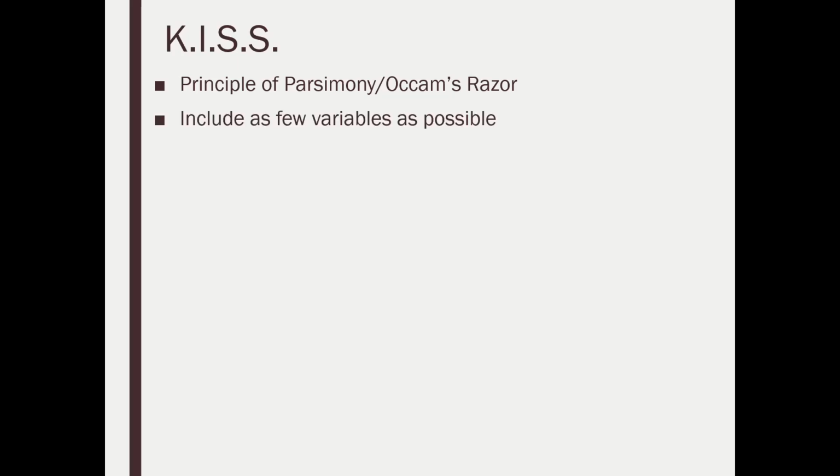We want to follow the simplest procedures. So you want to include as few variables as possible. While it's maybe interesting to design a study that would have a bunch of variables, and you feel like you're really going to be able to know what the pattern is, fewer variables is actually better.